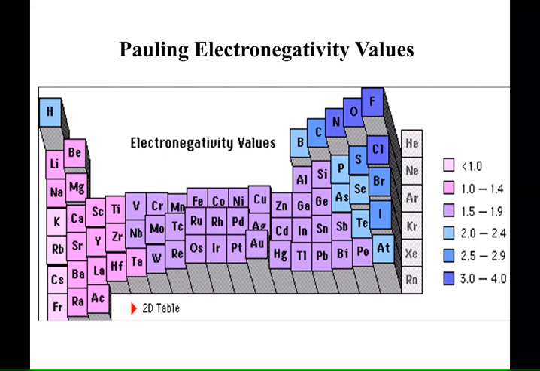This is just another look at the electronegativity values. I will warn you about a few things. Electronegativity has this Greek letter chi. It looks like the letter X. That's the symbol for electronegativity. And sometimes you'll hear me call them Pauling values. Electronegativity values or Pauling values.